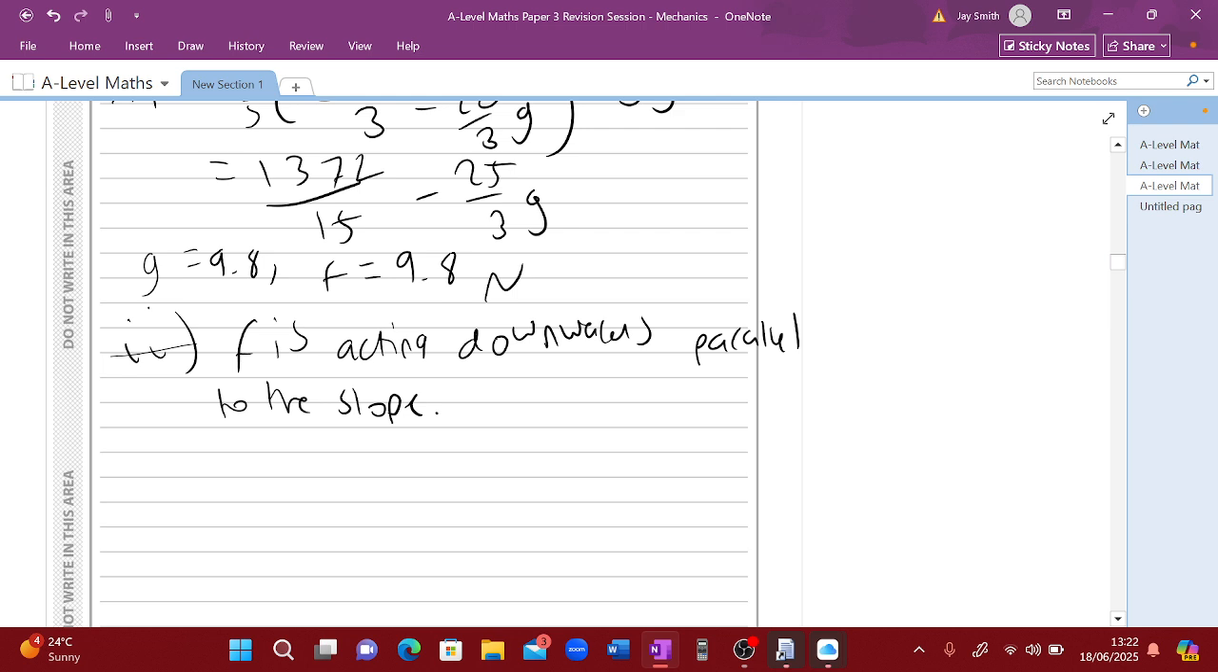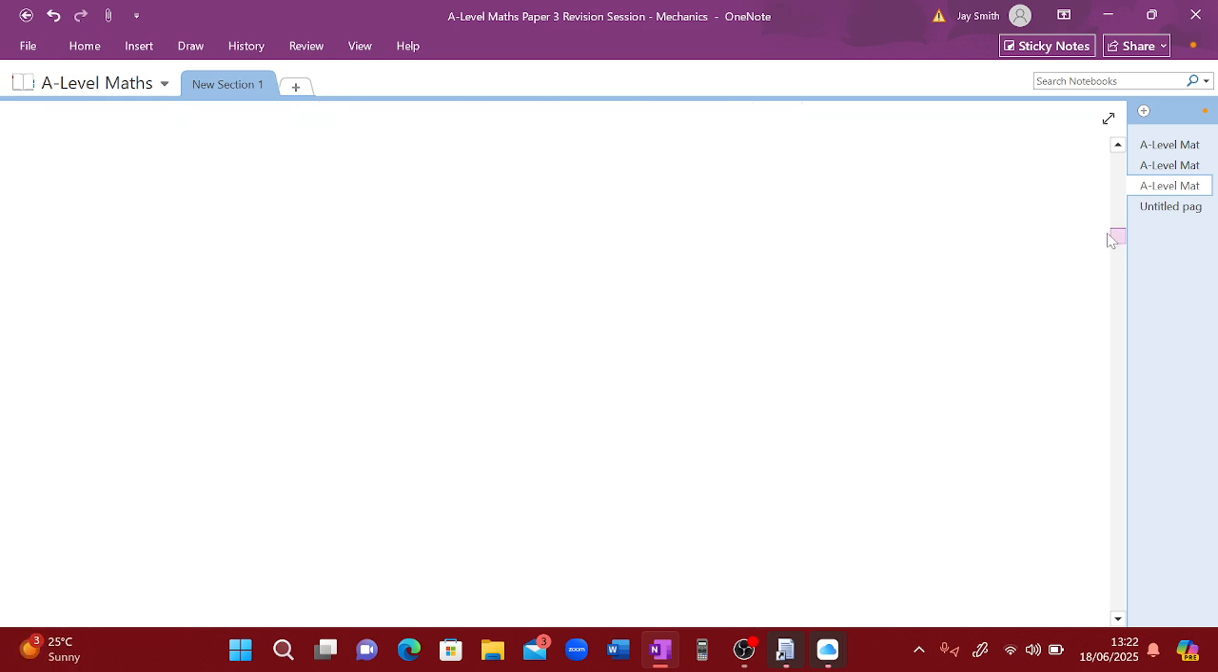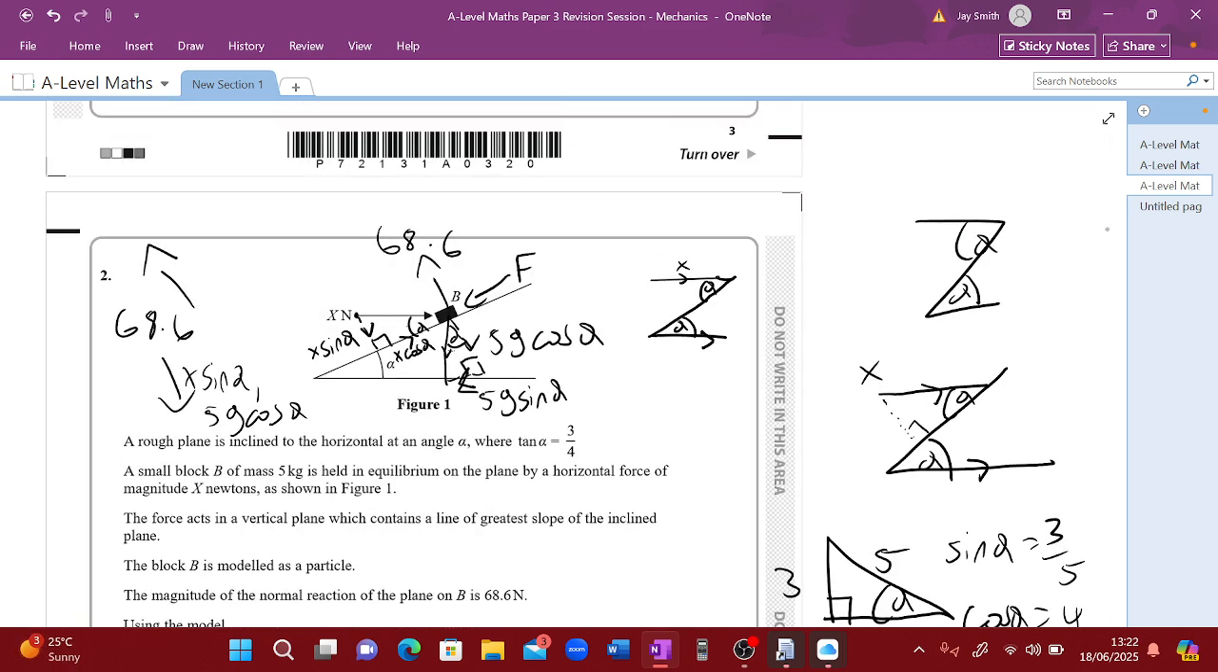Okay. Now I did speak about this earlier. I said, oh, what about maybe F could act upwards instead? Maybe there's not enough of x to hold it in position. So there's still weight dragging it down, so therefore it's going to move down the slope. So F would have to instead move up. If you instead assumed F went upwards, it wouldn't change much. The only thing at the end is you'll get a negative answer for F.